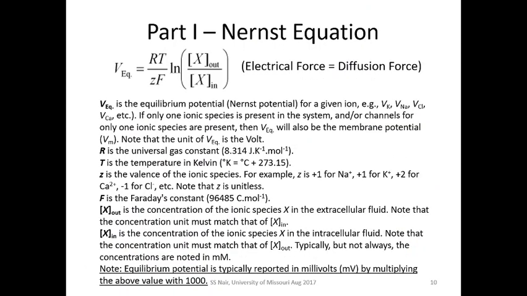Go to the next slide, slide 10. This gives you the actual Nernst equation, and we would like you to really understand this and be able to write this. So it says V equilibrium, or Nernst potential, is equal to RT divided by ZF multiplied by ln. Ln stands for natural log as opposed to log, which stands for log to the base 10. Ln is the natural log of concentration outside divided by concentration inside.